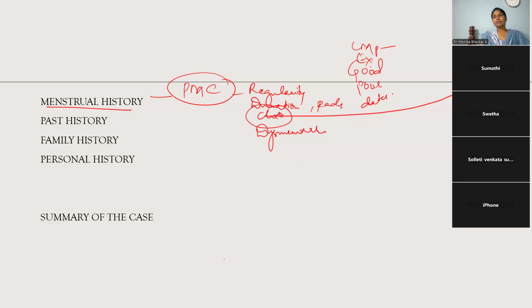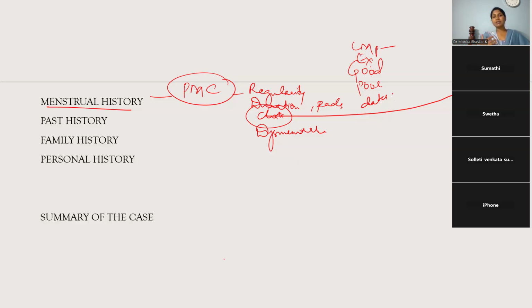Next, past history. You have to know about past medical history, surgical history, and blood transfusion history. So, what about the past medical history? Diabetes, hypertension, TB, asthma, epilepsy, thyroid, and cardiac disorders. So, these are the 7 important things you have to ask in past medical. Hypertension, diabetes, thyroid, asthma, TB, epilepsy, and cardiac disorders. So all these have to be asked.